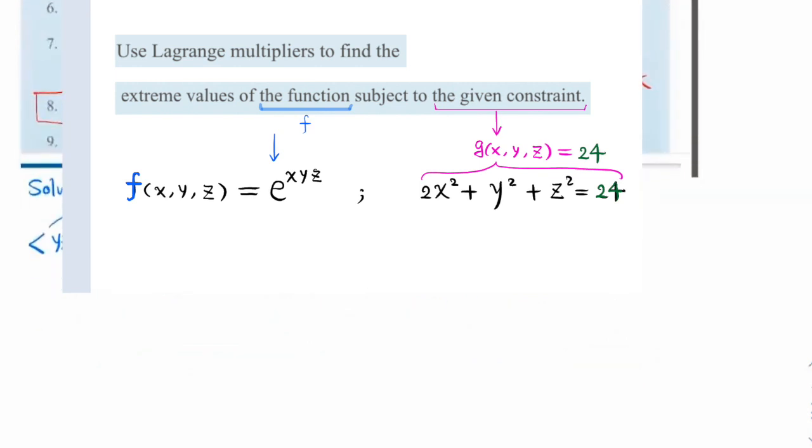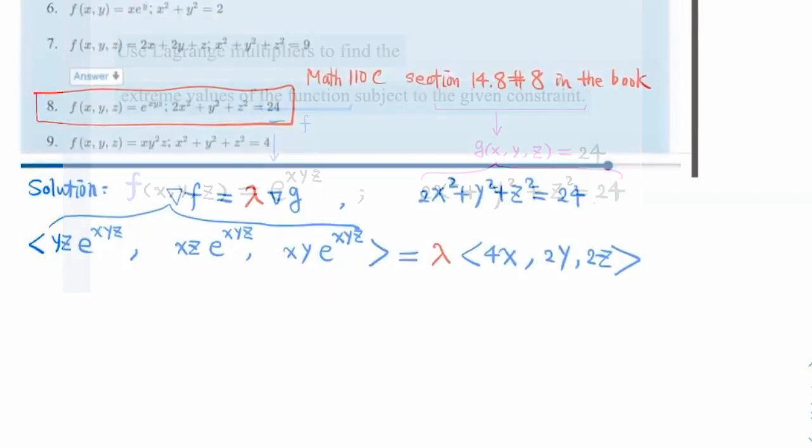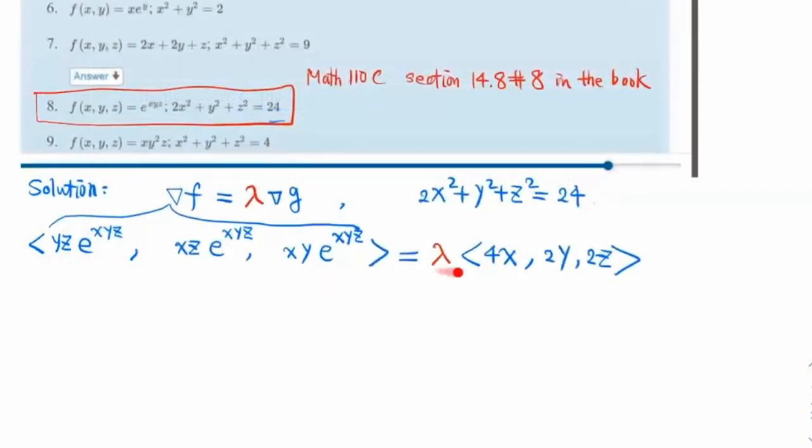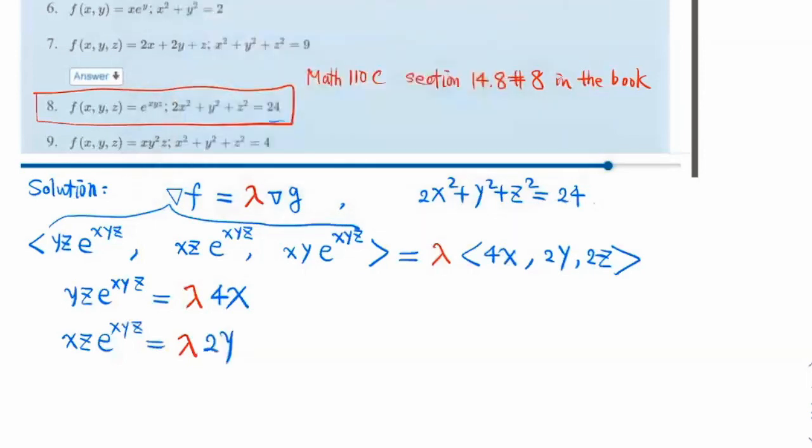Now that actually breaks into 3 equations. So we have yz e to the xyz equal to lambda times 4x. And then xz e to the xyz is equal to lambda times 2y. And then xy e to the xyz is equal to lambda times 2z. Okay, how do we solve it? That's the question.